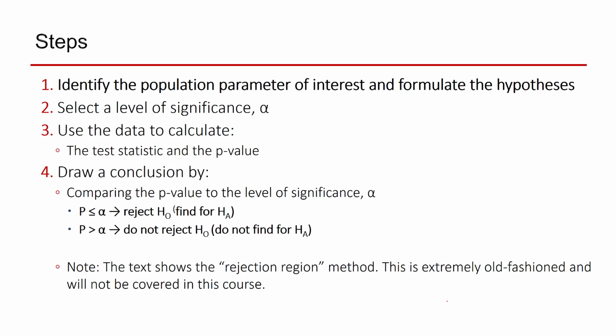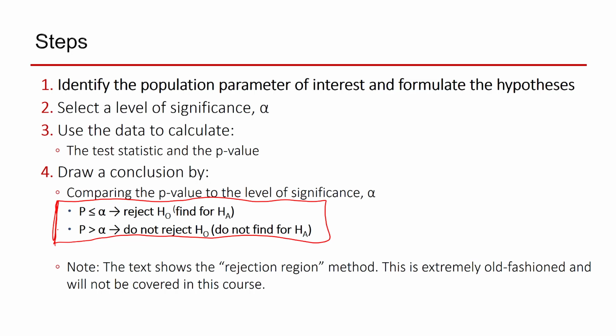If the p is less than or equal to alpha, you're going to reject the null hypothesis and find for the alternative. If the p is bigger than alpha, you do not reject the null hypothesis. You do not find for the alternative. Make sure that you make a big old note of that decision rule, because you're going to use it all the time with hypothesis testing.